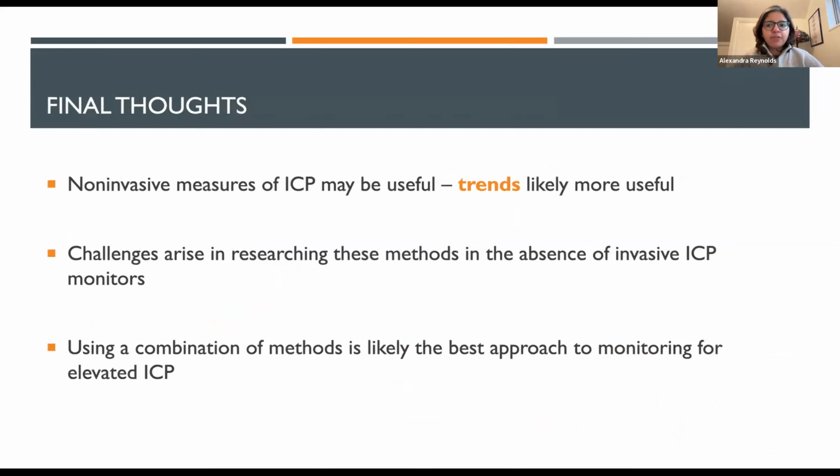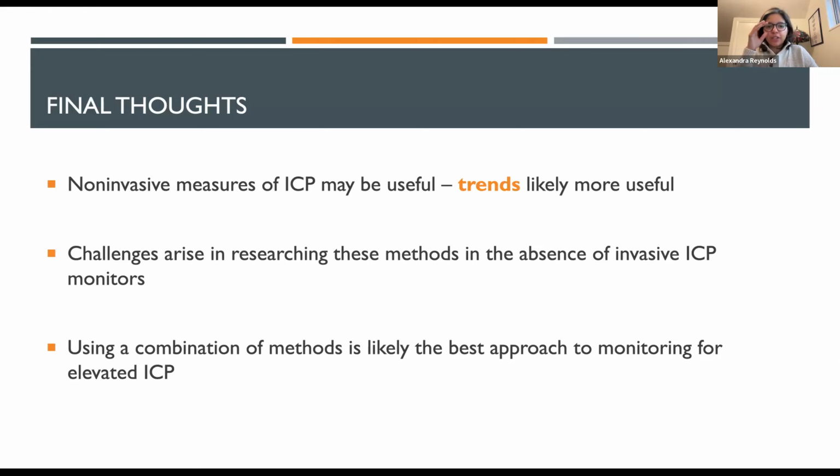And so with that, just some final thoughts. Non-invasive measures of ICP may be useful, but it seems that for most of these things, the trends are probably more useful than a single measurement. And I'd say that probably part of the reason is that for all of these things, we're not actually measuring the ICP itself, we're measuring the effects of a high ICP, whether it be because of flows on TCDs, or actual compression of the third nerve, or whether it be through actual functional changes within the brain itself.